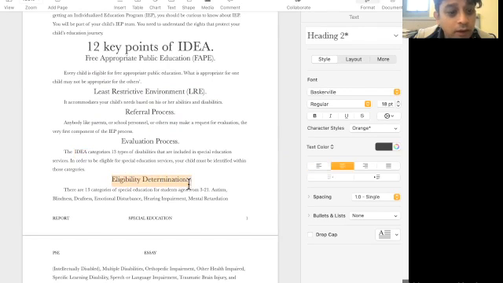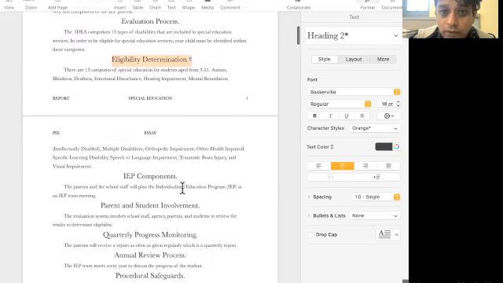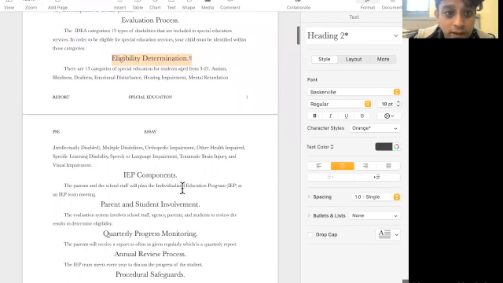Eligibility determination. There are 13 categories of special education for students aged from 3 to 21: autism, blindness, deafness, emotional disturbance, hearing impairment, intellectual disability, multiple disabilities, orthopedic impairment, other health impaired, specific learning disability, speech or language impairment, traumatic brain injury, and visual impairment.